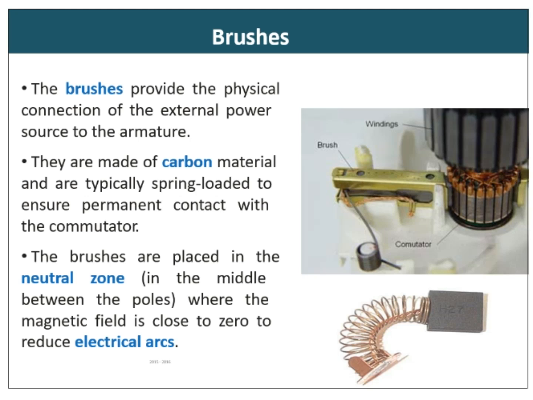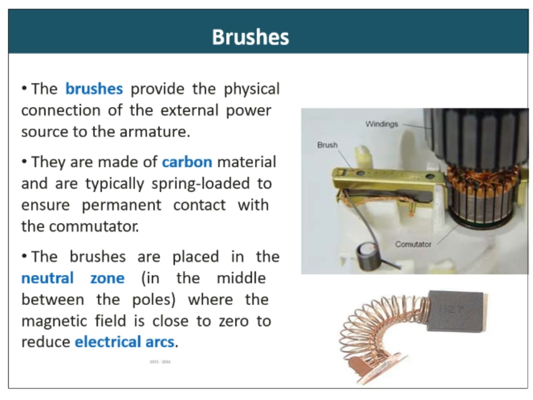So they are called brushes. The brushes provide the physical connection of the external power source to the armature. These brushes are made out of carbon or graphite, and typically they are spring loaded to ensure permanent, continuous contact with the commutator.